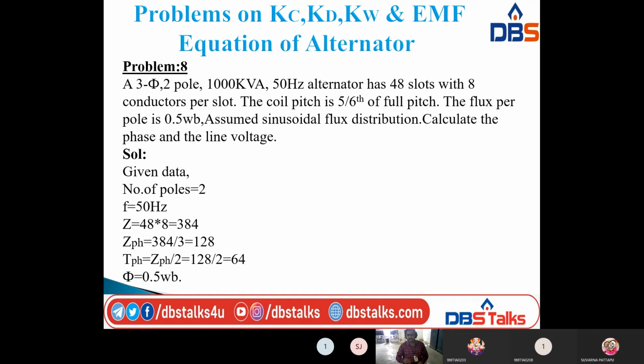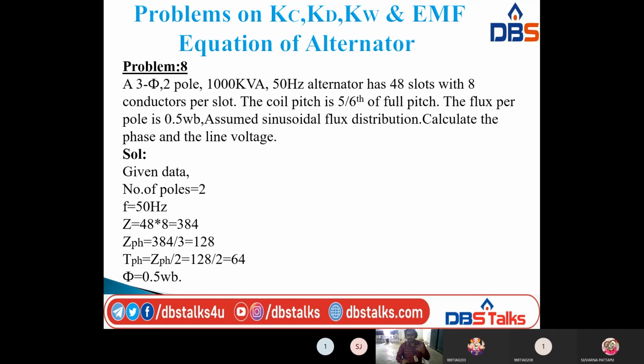That is, we have to calculate the Z value. That is equal to how many slots we have? 48. Each slot containing 8 conductors. That means 48 into 8, that is equal to 384. That is the total number of conductors. And then we have to calculate the conductors per phase.